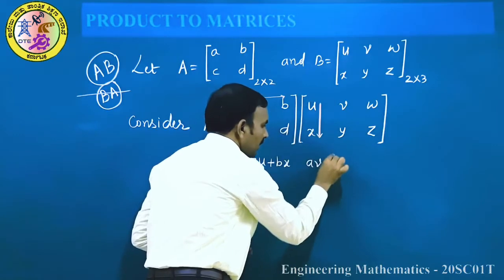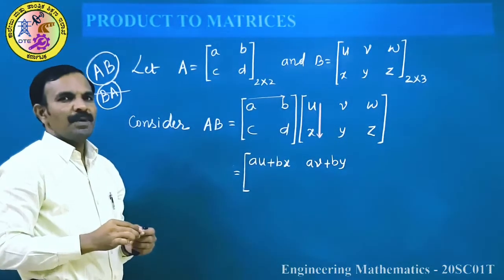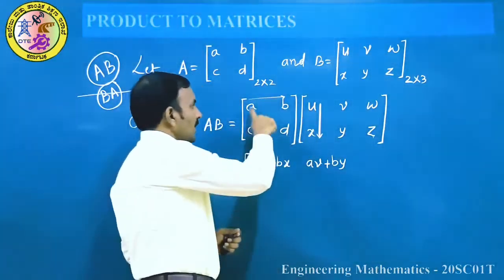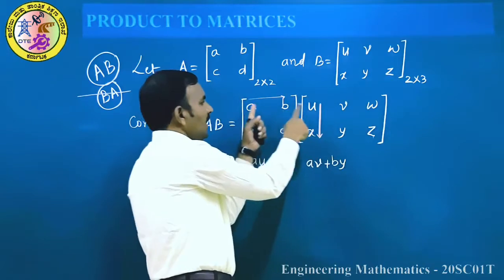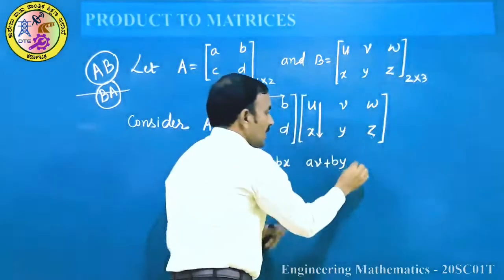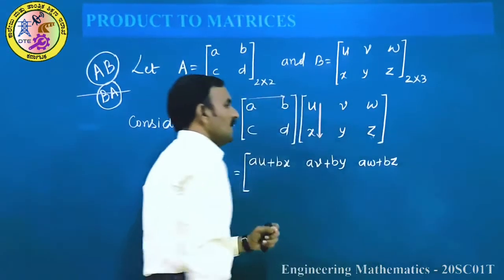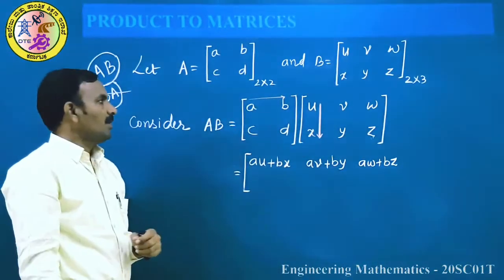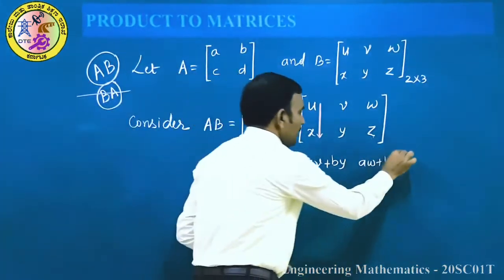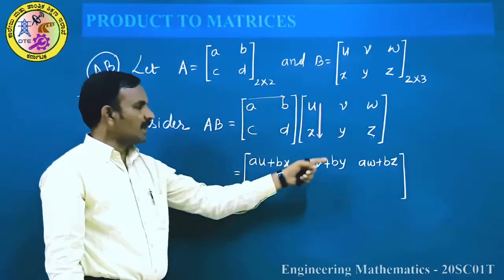AV plus BY. First row, third column: A into W, B into Z, AW plus BZ. For the first row there are no next columns, so you have to close here. This is the first row of the resultant matrix.